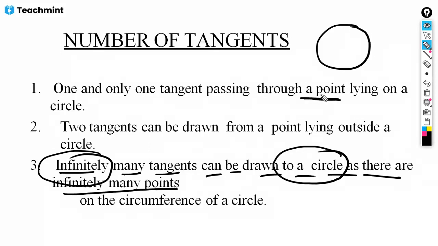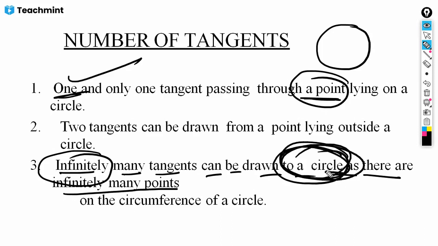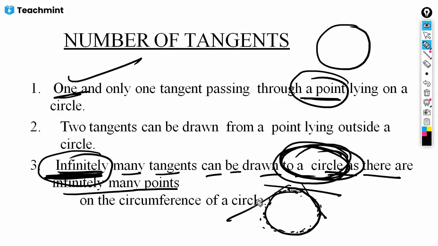When he asks the number of tangents at a point, and if he asks how many tangents can be drawn to a circle, infinite. Why? Because a circle is made of infinite points. On that circle, how many tangents can we draw? You can draw infinite tangents in this way. So whenever it asks how many tangents can be drawn to a circle, it means infinite.